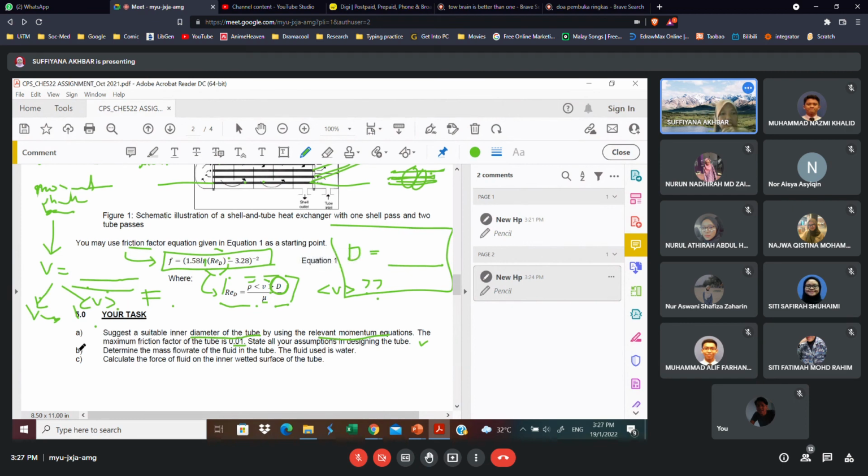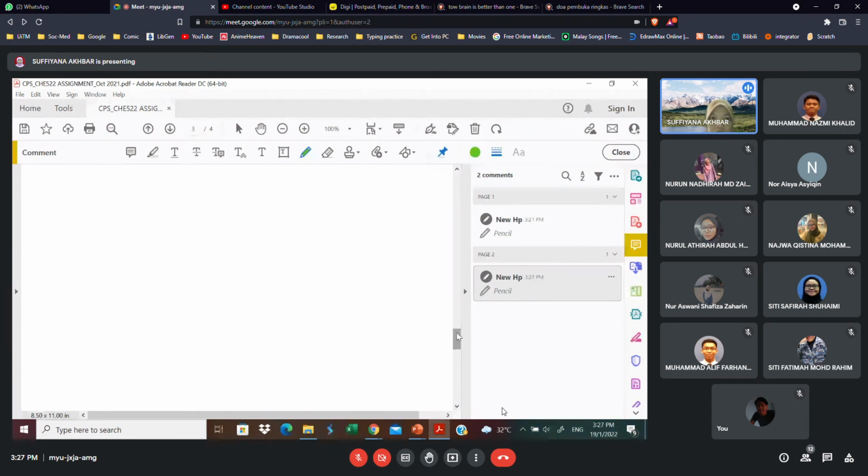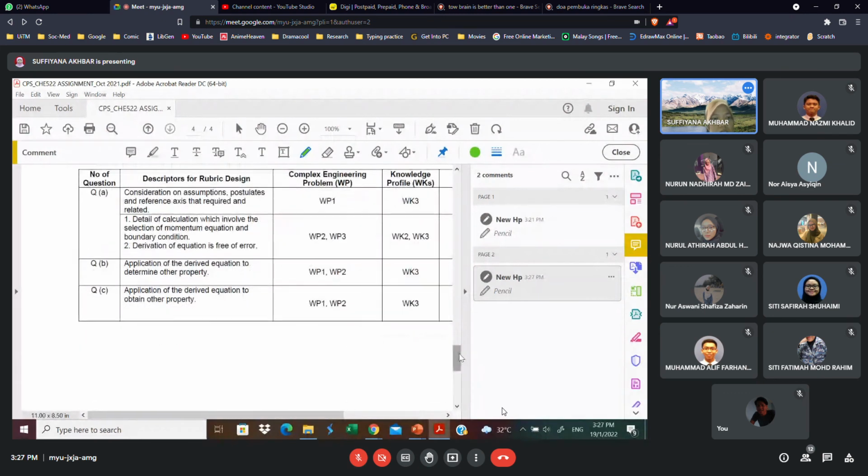Okay. And then tengok B. So determine the mass flow rate of the fluid in the tube. The fluid used is water. Okay, sekarang mass flow rate. How to get this mass flow rate? Daripada kita kat sini, rubrik ni dah sangat-sangat membantu. Rubrik ni dah bagi tahu.